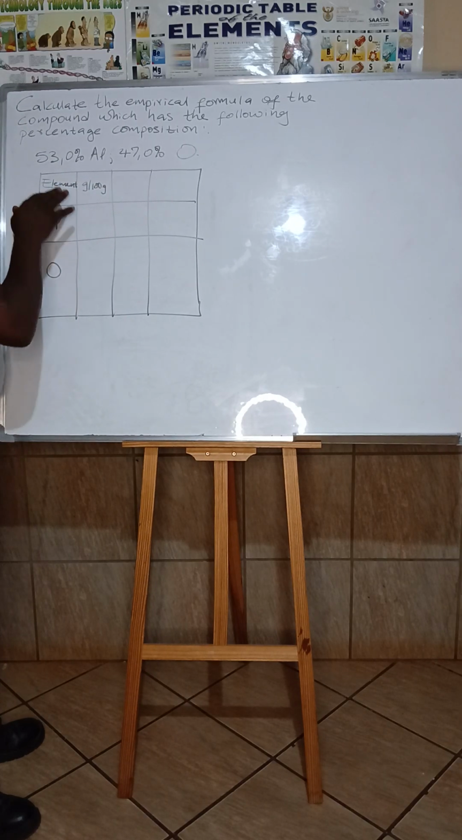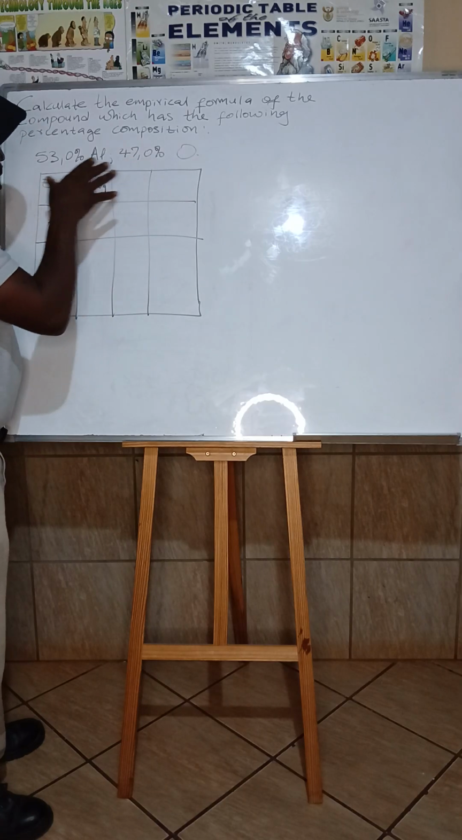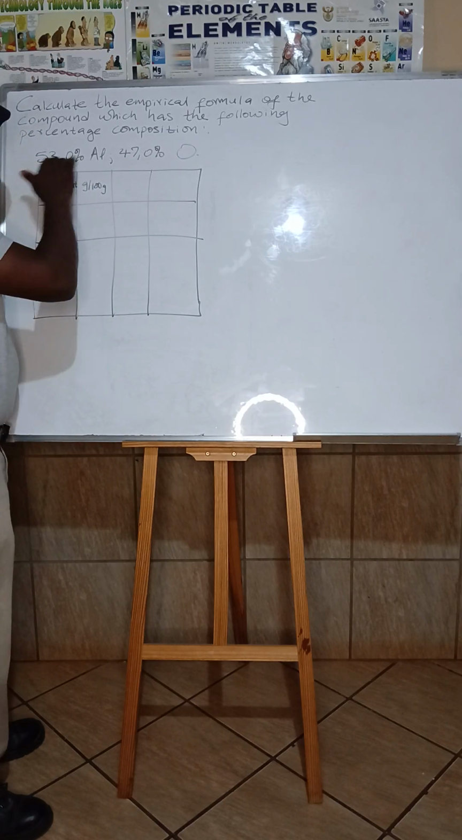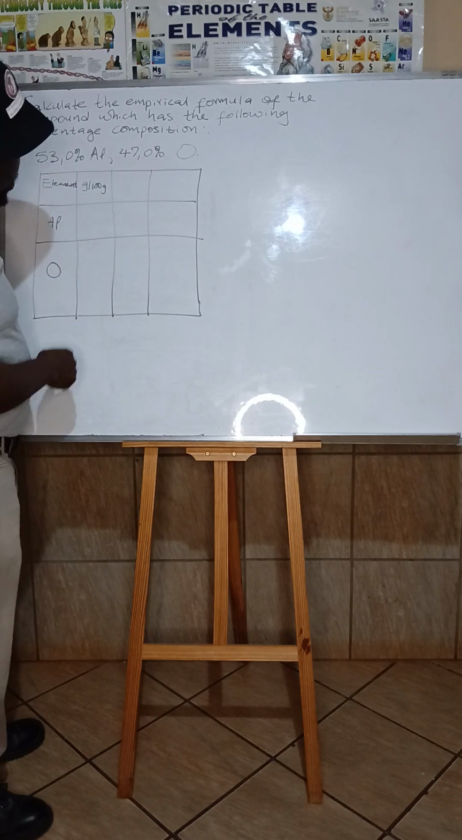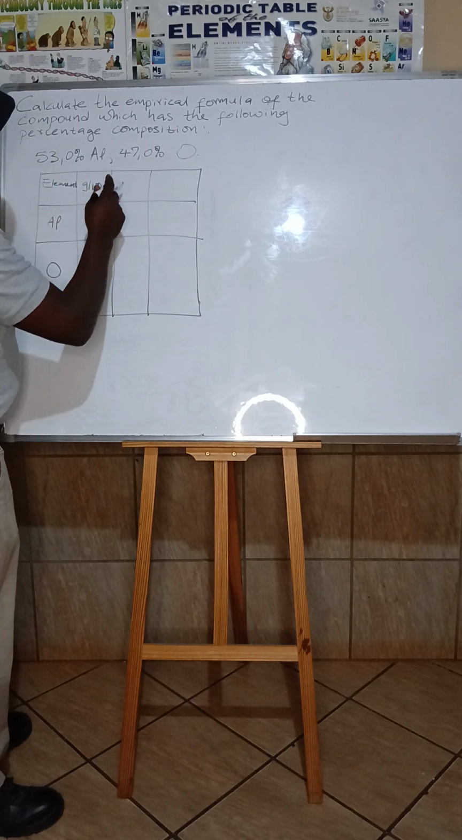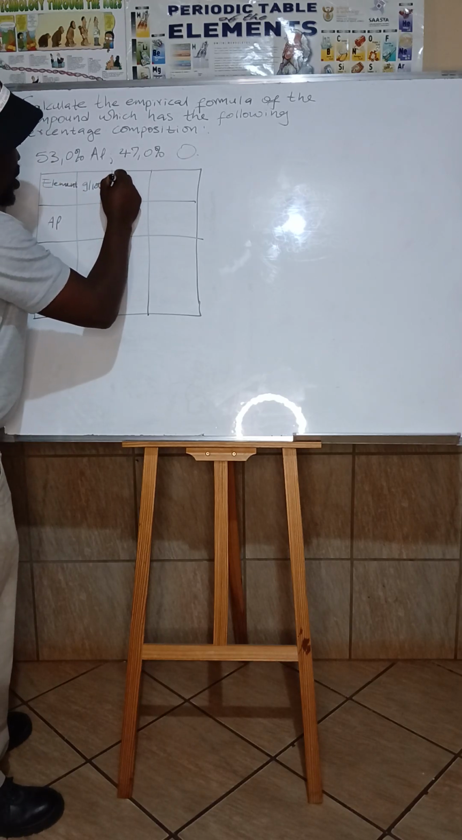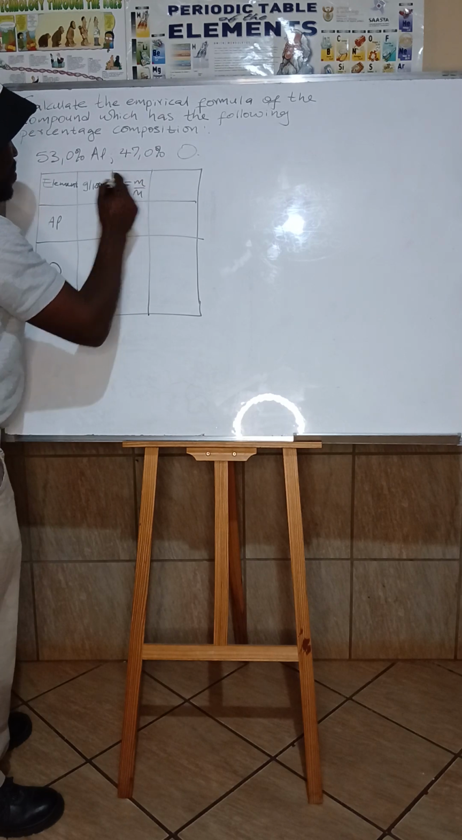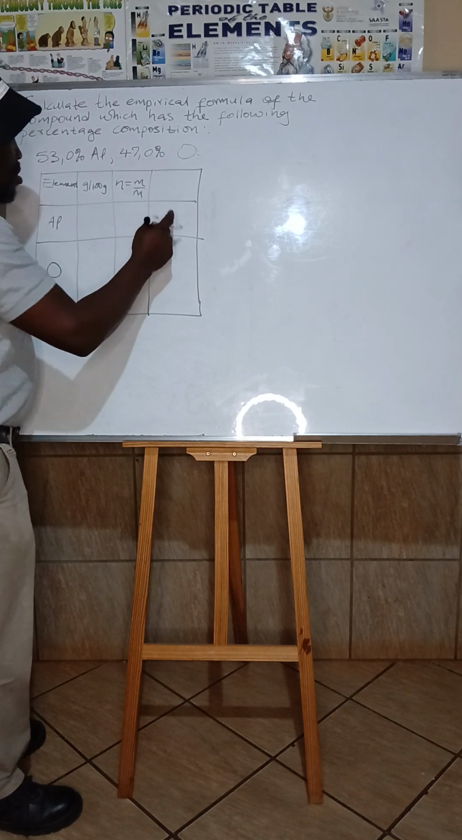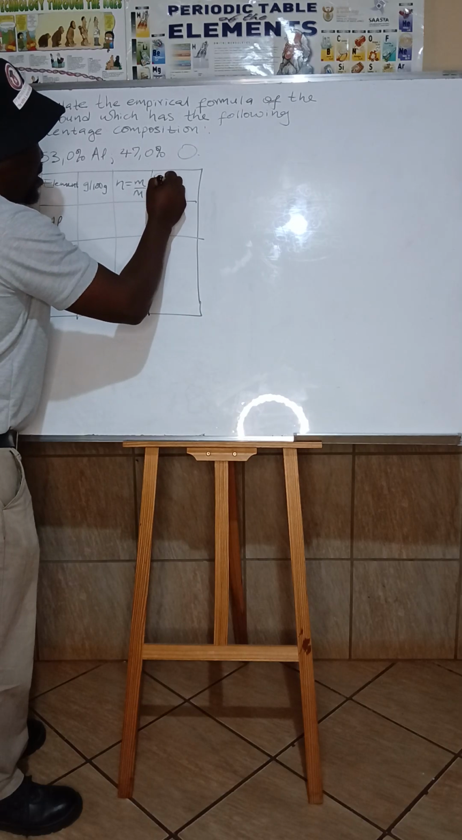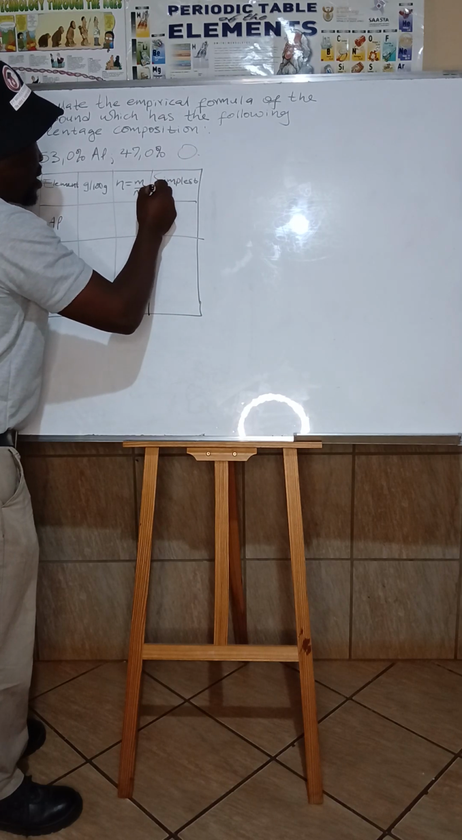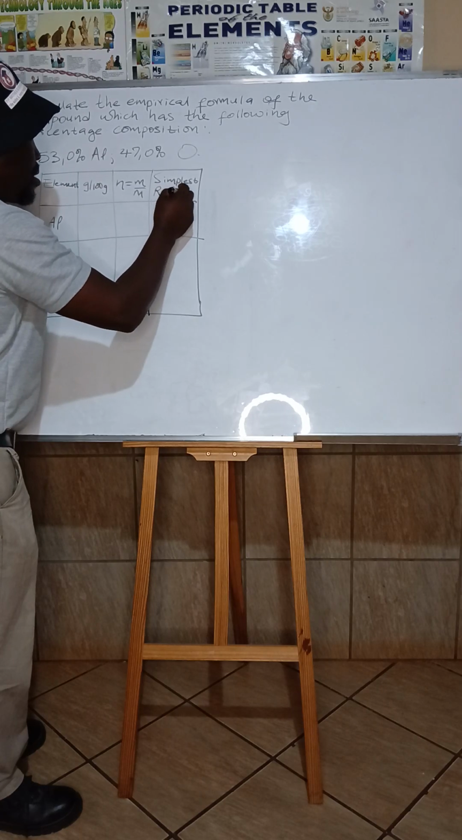The second column is for grams per 100 grams. In this column, we're going to treat the percentages as if they are grams. In other words, as if they represent mass. Okay, the third column is for the number of moles. And the last column is for the simplest ratio.